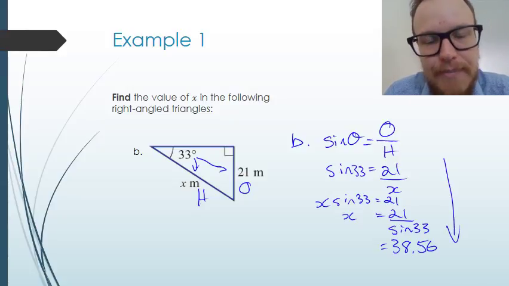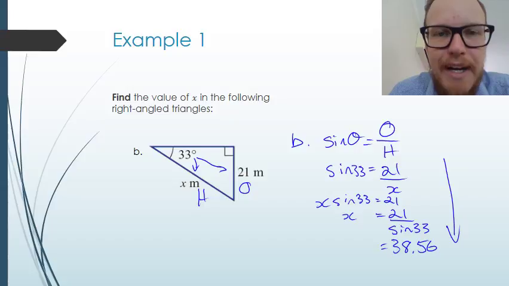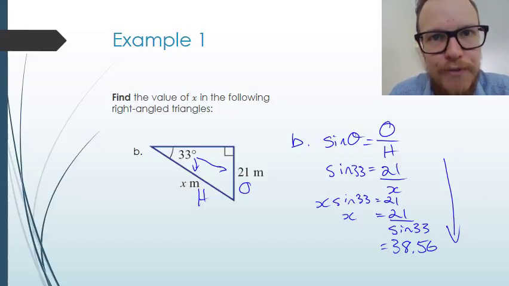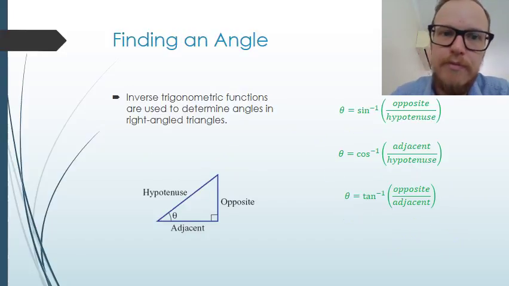So remember, we need to solve algebraically as we go down. Complete algebraic steps. Do the same thing to both sides. So I firstly multiplied both sides by x, then divided both sides by sine of 33. I'm not shifting anything around, I'm doing the same thing to both sides. Remember those rules from your algebra.